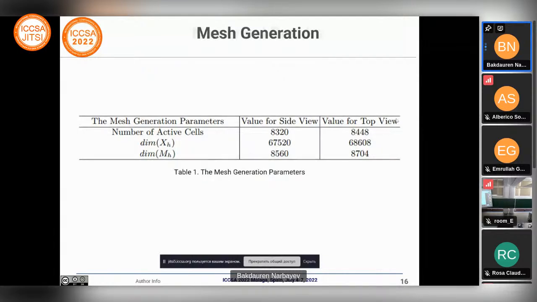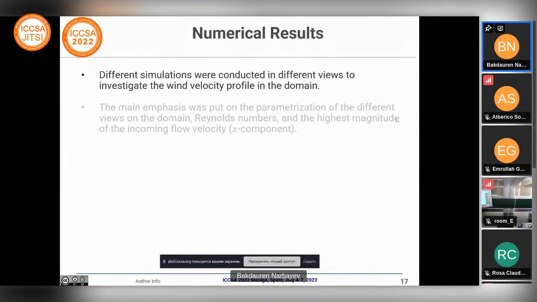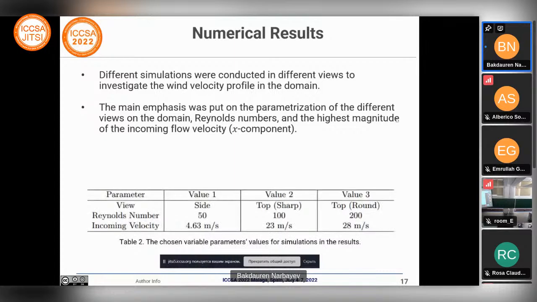So what are our results? Different simulations were conducted in different views to investigate the wind velocity profile in the domain. Also, the total number of simulations is far more. Here we present only a small portion of it. The main emphasis was put on the parameterization of the different views on the domain, Reynolds number, and the highest magnitude of the incoming flow velocity.